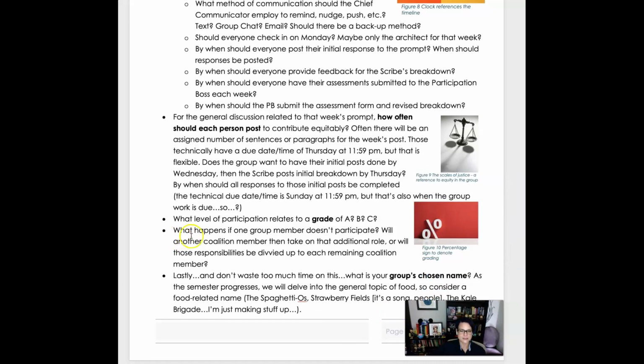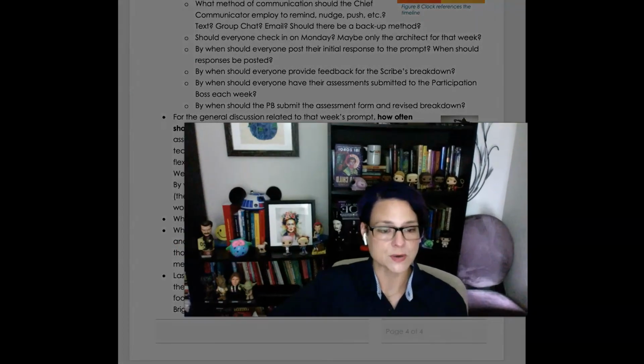I did skip this step here. What happens if one group member doesn't participate? Will another coalition member then take on that additional role, or will those responsibilities be divvied up? So if you have somebody who's supposed to be the participation boss that week and they're not checking in at all, who's taking over collecting the self-assessments and submitting the breakdown that the scribe has revised and edited?